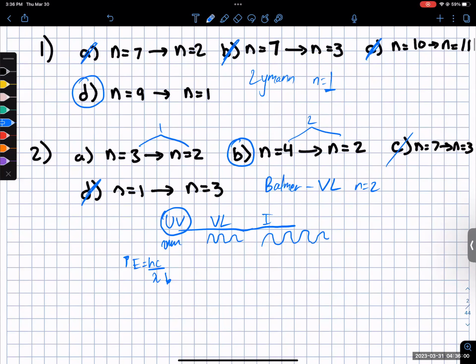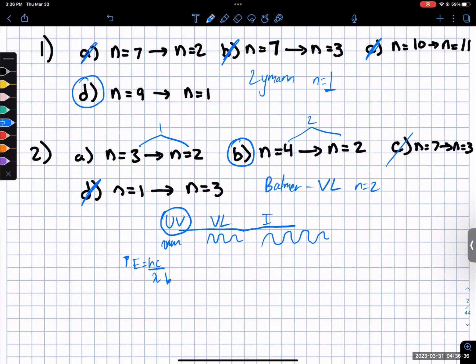Sometimes you may not be given a problem where it requires you to use the series. It may require you to use the trend: as your final n value increases, it emits photons in lower energy areas of the electromagnetic spectrum, if that makes sense. We're using big words here, so I know it can get confusing really fast, but trust us, it's a lot easier than it sounds.